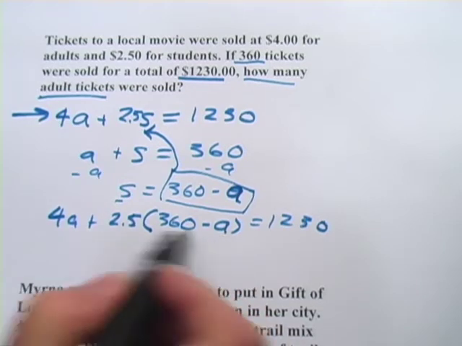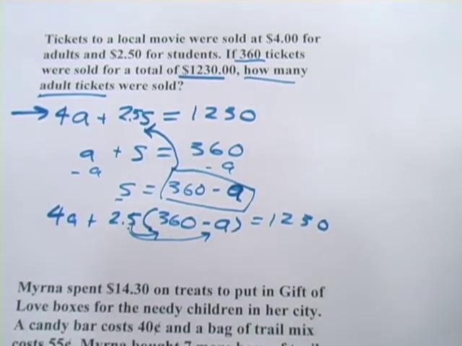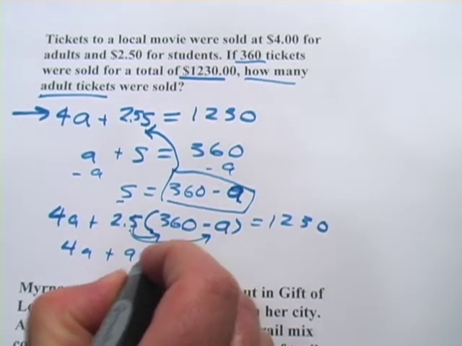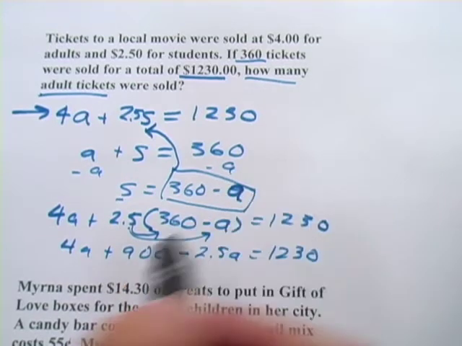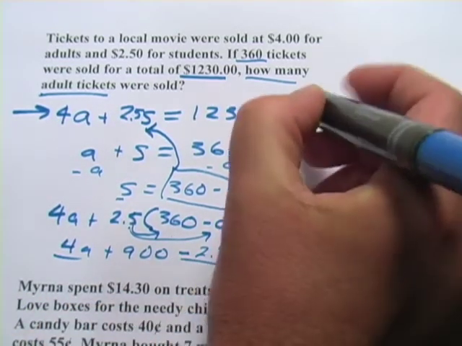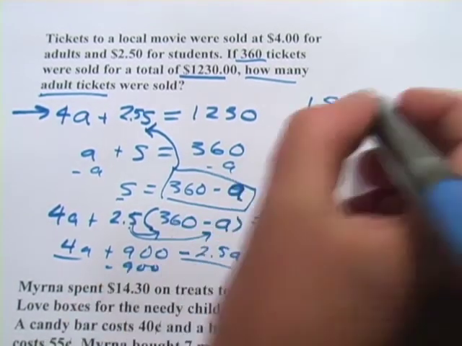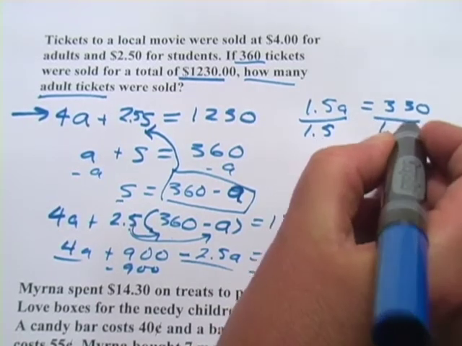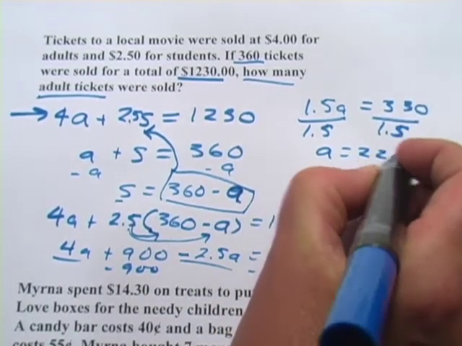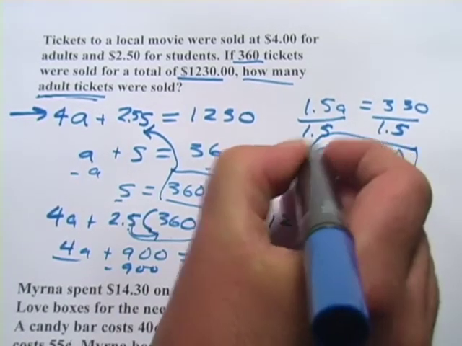All right, the first thing I've got to do now that I've got this set up is distribute the 2.5. So 360 times 2.5, that's going to be 900. So I've got 4A plus 900 minus 2.5A equals 1230. I'm running out of room here, so I'm going to go up here. Now, I want to combine my like terms. 4A minus 2.5A, that's going to be 1.5A. And I'm going to subtract 900 from both sides. So I'm going to get 1.5A equals 330, and then all I have to do is divide by 1.5. And I end up with A equals 220, and just to verify, A was the number of adult tickets. That's what we decided in the beginning, and that's what we were looking for. So our correct answer there, 220.